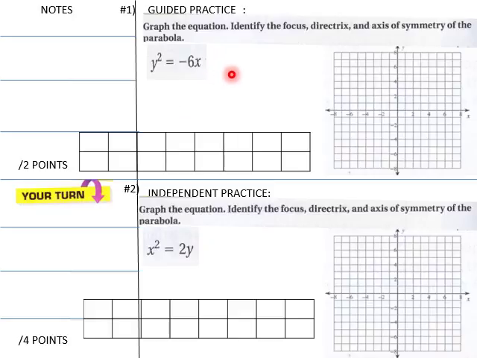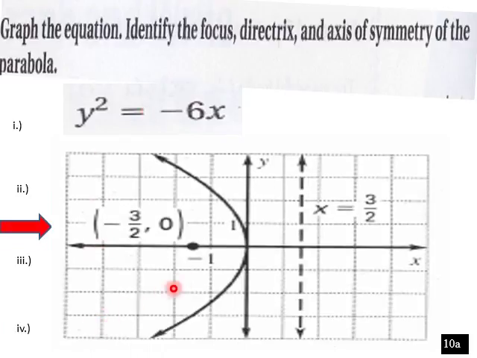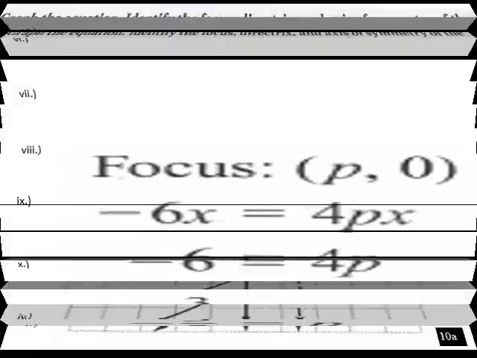Okay, let's do one ourselves. Y squared equals negative 6x. Students, this one is yours: x squared equals 2y. Y squared equals negative 6x. This would be the graph for it right here. X equals 3 over 2 is the directrix, and negative 3 over 2, 0 will be our focus here. Focus is here, directrix is here. The axis of symmetry would be the x-axis.